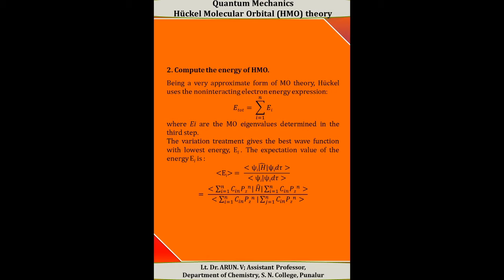On variation treatment of the molecular orbital wave function, which gives the lowest value of energy Ei, we can find the expectation value of energy Ei, which is equal to the integral of psi i H cap psi i dt divided by the integral of psi i squared dt.